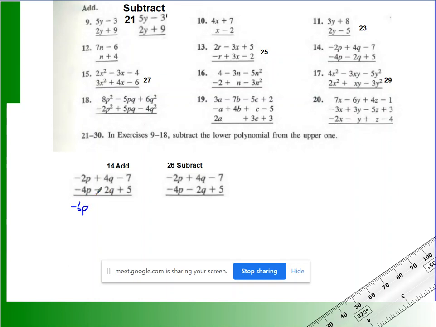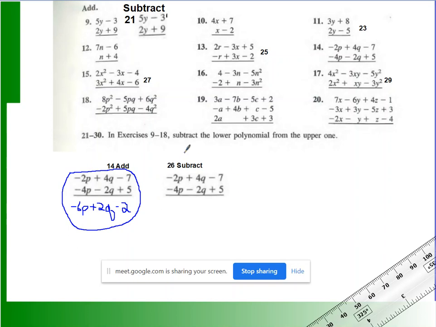All right, so now the middle term, we have 4q plus negative 2q. So 4 plus negative 2 is? 2q, that's right. And it's positive, so I'll have to write plus 2q. And then finally, negative 7 plus 5. Negative 2. So congratulations, you have just added these two polynomials together.